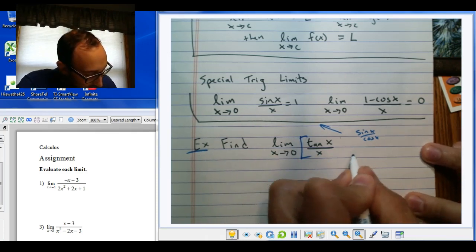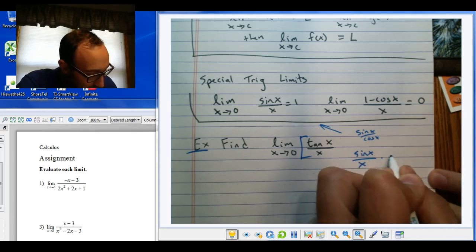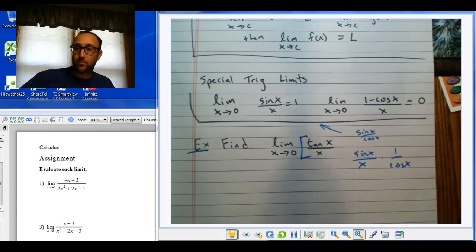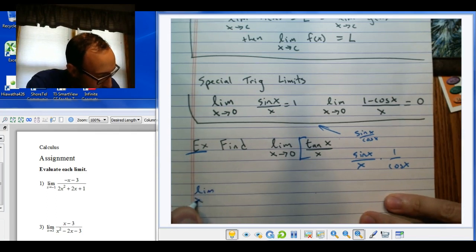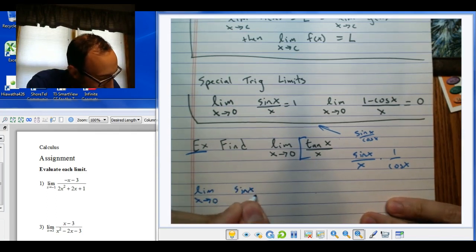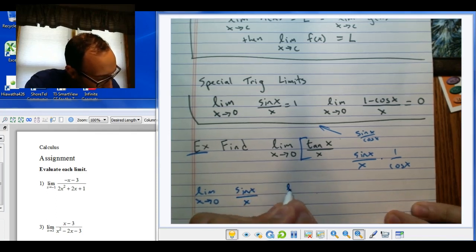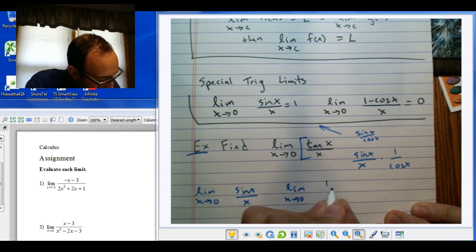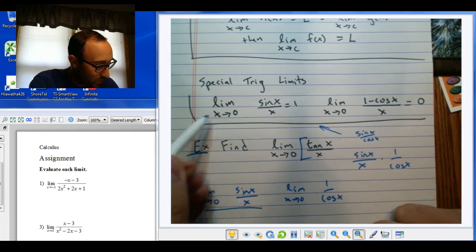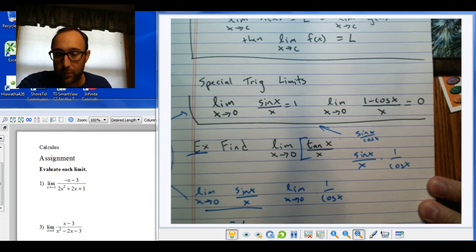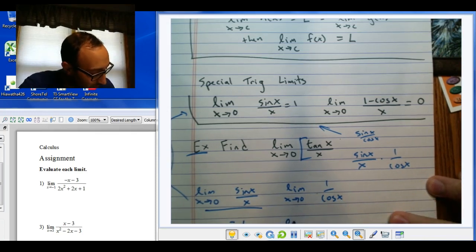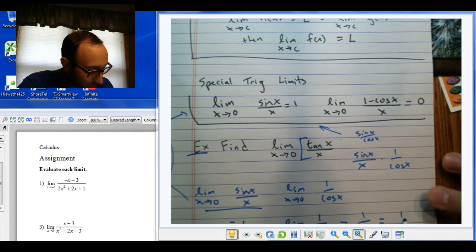So tangent x over x is going to be the same as sine x over x times 1 over cosine x. Right? No problem. I multiply all those together, I get tangent x over x. Okay, so we get the limit as x approaches 0 of sine x over x, multiplied by the limit as x approaches 0 of 1 over cosine x. Well, we know this whole thing is from up here, so that is going to equal 1. And cosine of 0, if you remember from your unit circle, is actually just 1. So the limit as x approaches 0 of 1 over cosine x is going to equal 1 over cosine 0, which is the same as 1 over 1, which is 1.